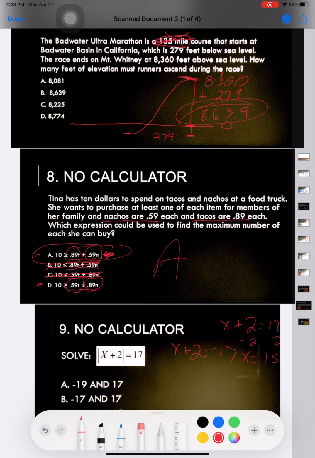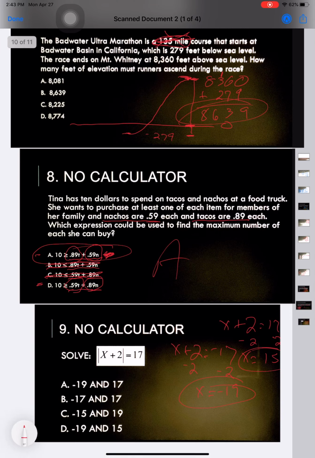Or minus 2 minus 2, so x is negative 19. So negative 19 and positive 15 are your answers. So negative 19 and positive 15, which is D.